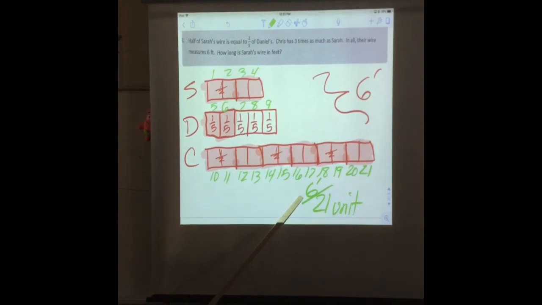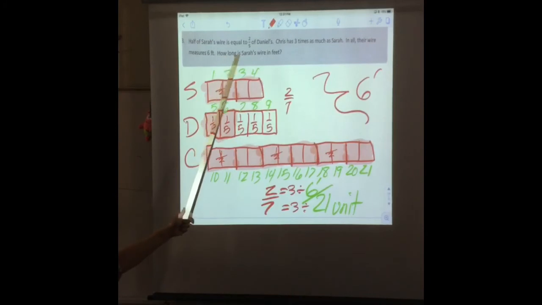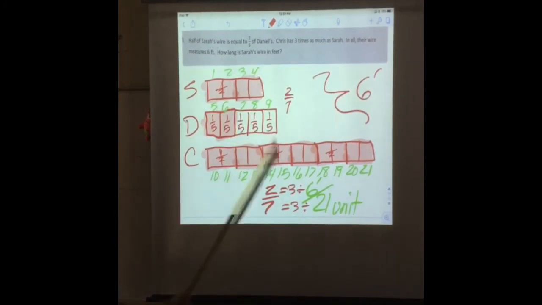Can we make this number smaller? Can we simplify this number? We could by dividing by what number? If you look up on your multiplication chart, what number has a 6 and a 21 in it? 3. Good move, you're right. So, 6 divided by 3 is 2. And 21 divided by 3 is 7, right? So it's 2/7. It says how long is Sarah's wire in feet?